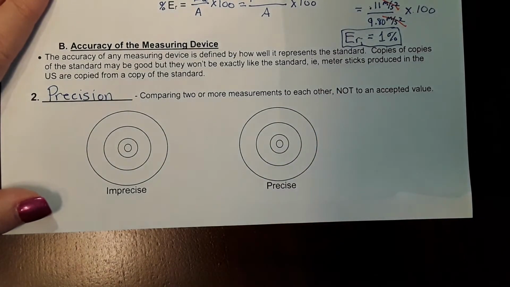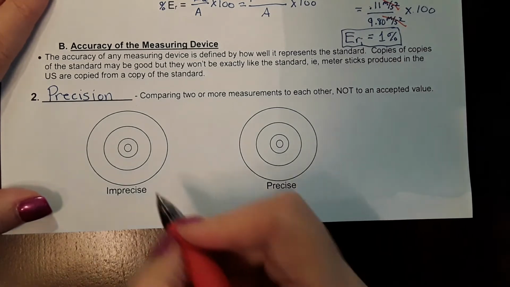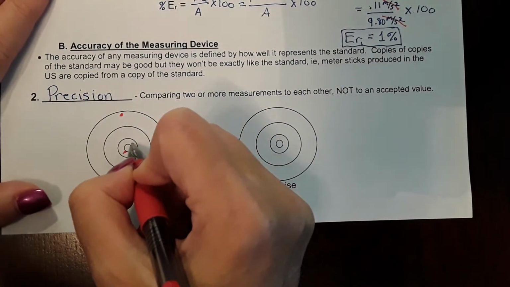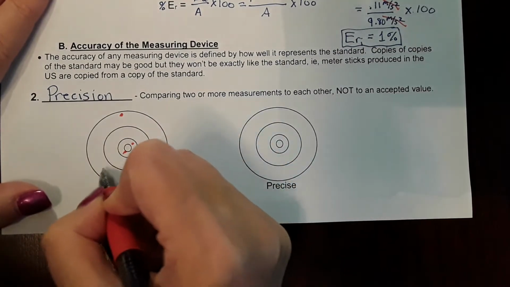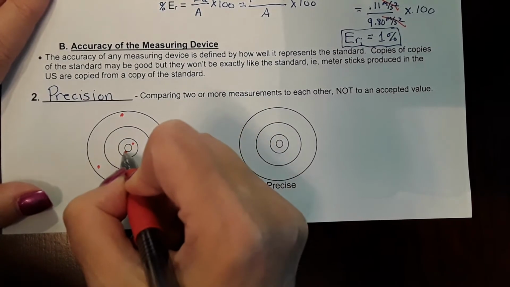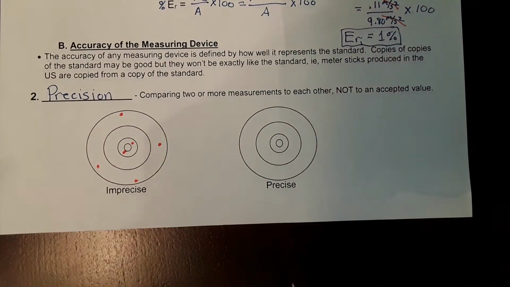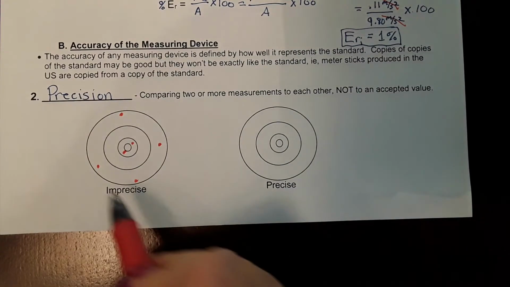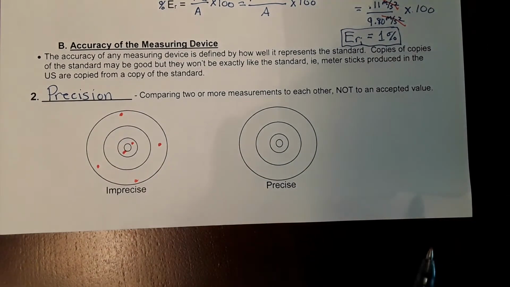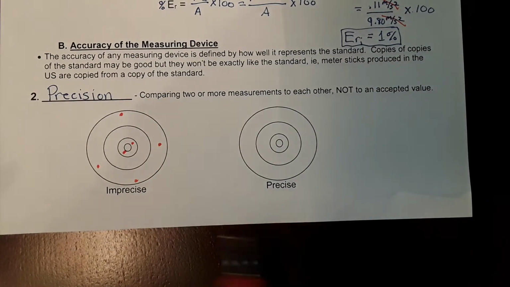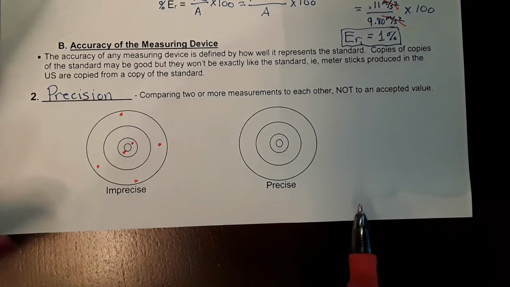So in our analogy for a target, let's suppose that we had one person that shoots their arrows and ends up with something that looks like this. Okay? Now, we would say that person is imprecise. In other words, they don't have a lot of precision, because look at their shots. They're all over the place. In fact, these two are the only two that are near each other at all. So this person is fairly imprecise.